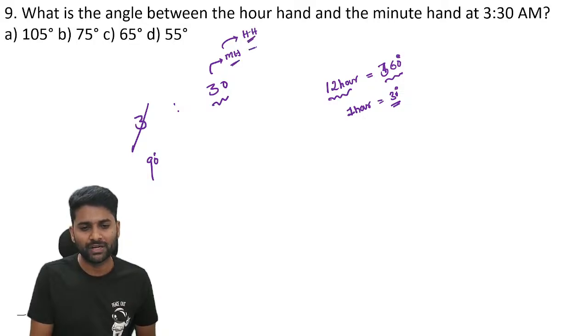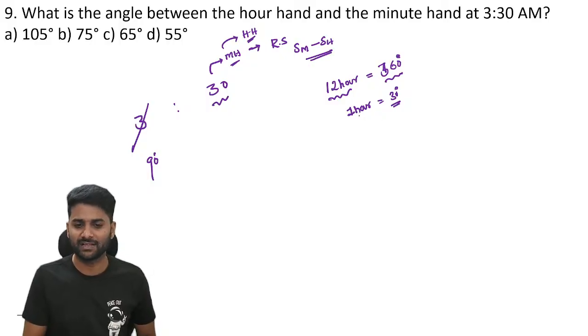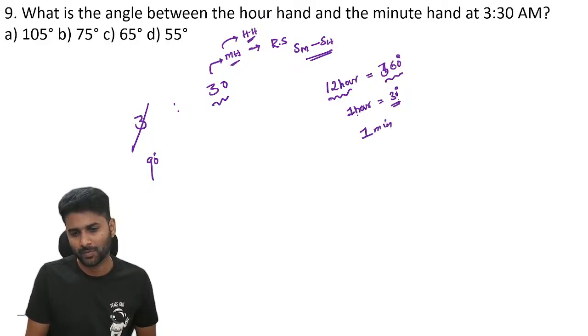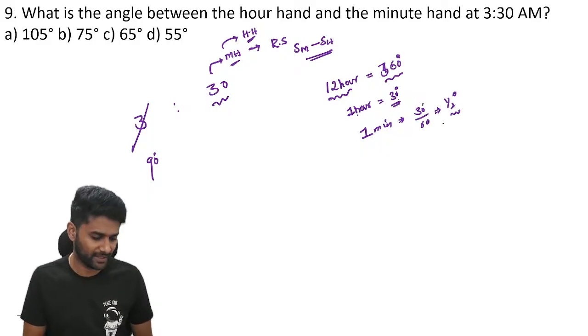So if two needles are in the same direction, then the relative speed is the speed of the minute hand minus the speed of the hour hand. Let's find that. In every hour it is 30 degrees. For every 1 minute, how much angle does it cover? 30 degrees divided by 60. So every minute it will cover only half a degree.